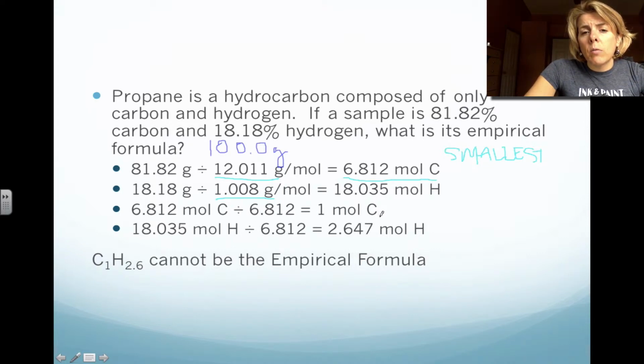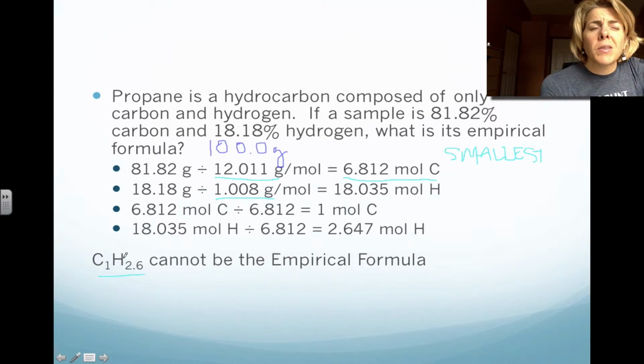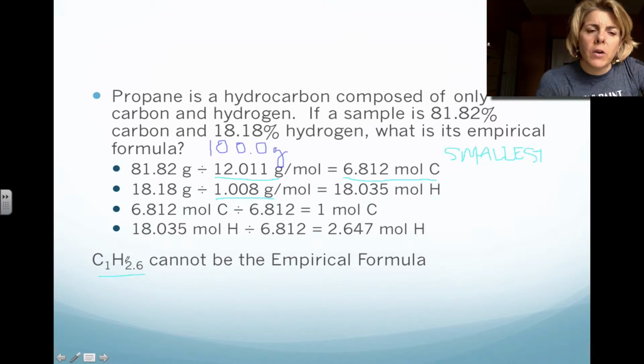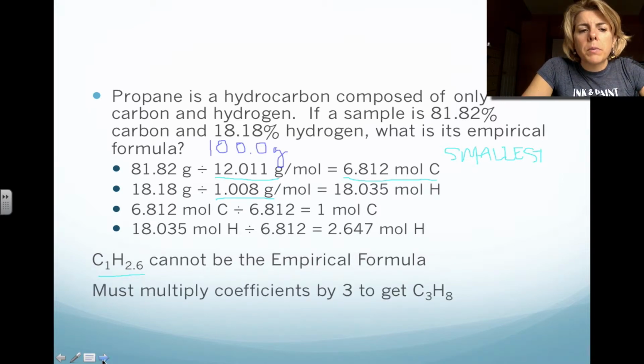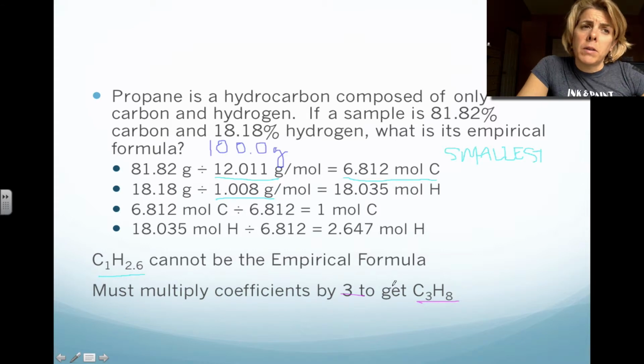We've got 1 mole of carbon, but notice we have 2.6 moles of hydrogen. So we can't use this as our empirical formula. It has to be the smallest whole number ratio. So what do we have to do? We have to multiply both by 3, and when we do that, we essentially get C3H8. So that would be the smallest whole number ratio.